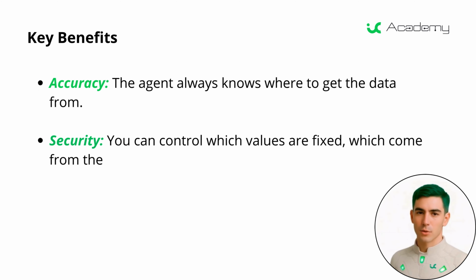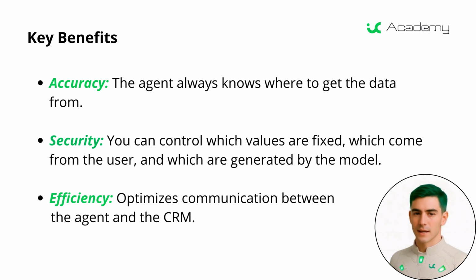Properly configuring the parameters has three key benefits. Accuracy. The agent always knows where to get the data from, avoiding errors in API calls. Security. You can limit which values are fixed, which come from the user, and which come from the model. Efficiency. It optimizes communication between the agent and the CRM, reducing response times.